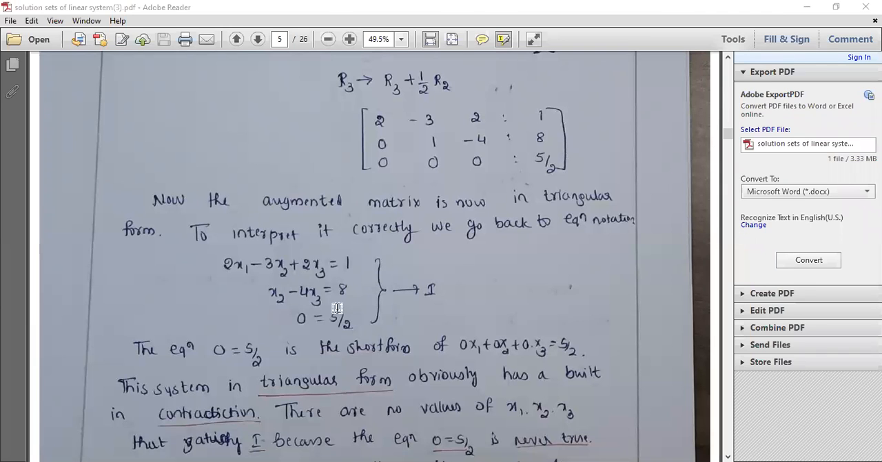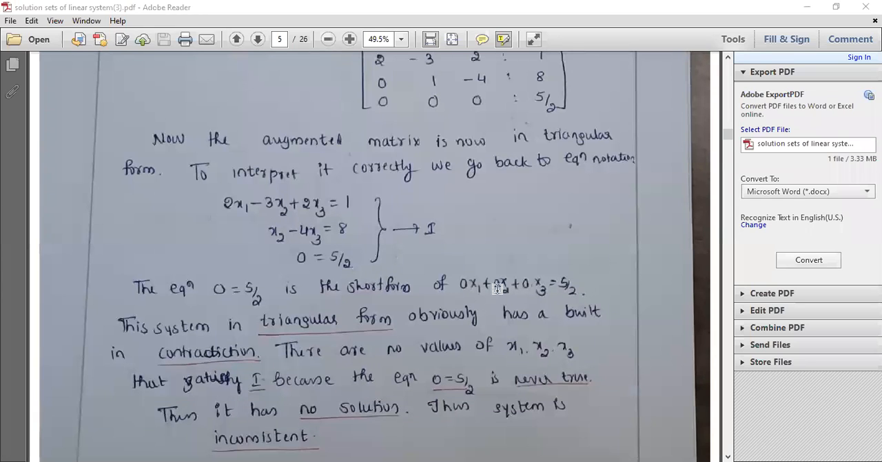So when you are solving the equation, this 0 is equal to 5 by 2 is the short form of nothing but 0 into x1 plus 0 into x2 plus 0 into x3 is equal to 5 by 2. So we don't have x1, x2, x3 that satisfy this equation 0 is equal to 5 by 2 in the triangular form. Obviously, this builds a contradiction. 0 is equal to 5 by 2 is a contradiction. Therefore, there are no values of x1, x2, x3 that satisfy this equation, because 0 is equal to 5 by 2 is never true.